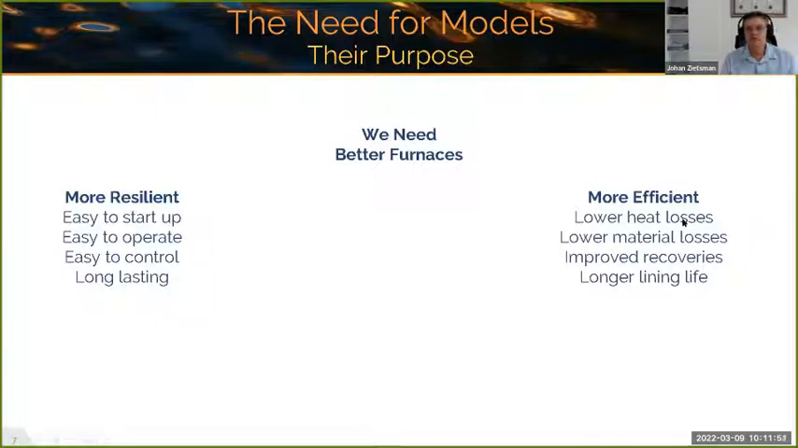They also need to be efficient. The environmental impact of our industry is severe, and we would have to get to a position of lower heat losses from the furnaces, lower material losses. And if we are recovering something like precious metals or base metals or PGMs, we want even higher recoveries than what we're currently getting. And then the lining has to last longer, locally, and the lining as a whole. Stoppages like tap hole repairs are also a point of failure that we want to improve on.